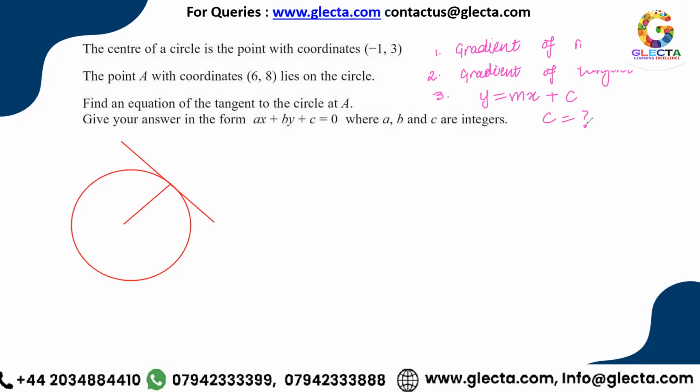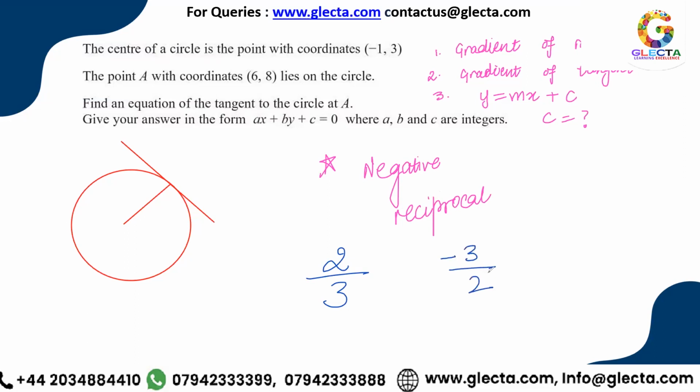Now, what exactly are we doing over here? In your circle theorems, there is a very important theorem that you would have studied, that the radius is always perpendicular to the tangent, right? And for perpendicular lines, we always have the relationship between the gradients that the gradient of the second line is always the negative reciprocal of the gradient of the first line. So over here, if 2 over 3 is the gradient of the first line, then for the second line, negative reciprocal of it means you're going to flip it and write a minus sign in front of it.